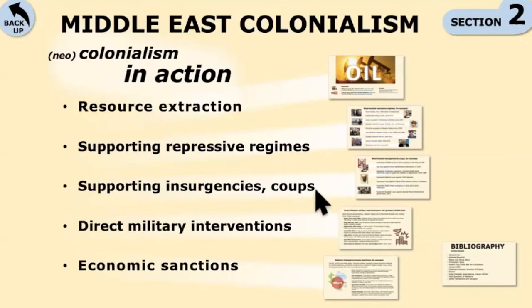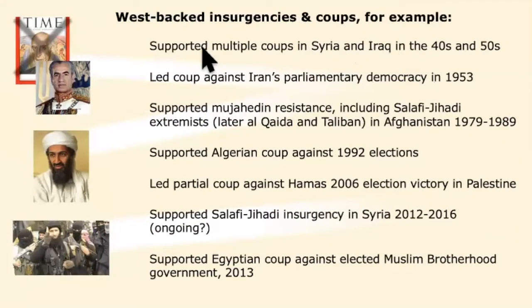Supporting insurgencies and coups is another. In some ways, this is the flip side of the previous point about supporting repressive regimes. As long as the government is willing to play by Western rules, they get Western support. But if the government is not playing by Western rules, if they try to go their own way, if they try to develop their own economic policy or their own regional policy, that's when, unfortunately, Western governments have had a tendency to support not just opposition movements in those countries, but actual insurgencies and sometimes military coups. So, for example, the West supported multiple coups in Syria and Iraq in the 1940s and 50s.